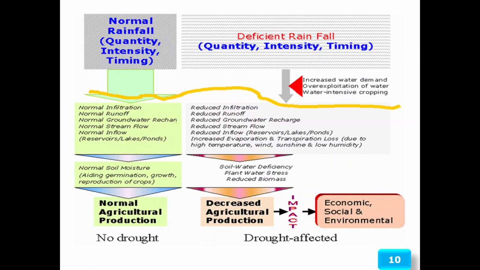See, soil water deficiency will occur, so automatically the moisture content in the soil will be reduced. Plant water stress will occur, so it will reduce the biomass also. The impact is reduced agricultural productivity, which will automatically affect the social and environmental aspects. It will directly deal with the economy, so this is also affected only due to the drought.